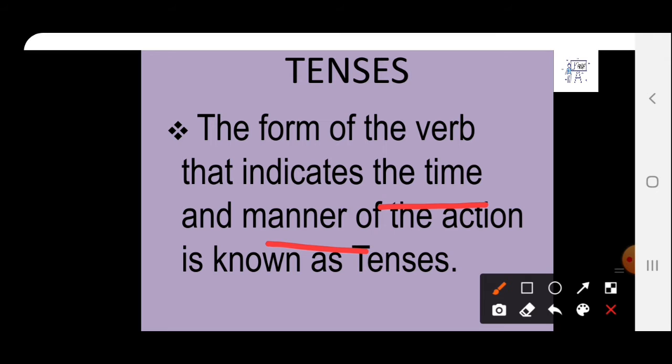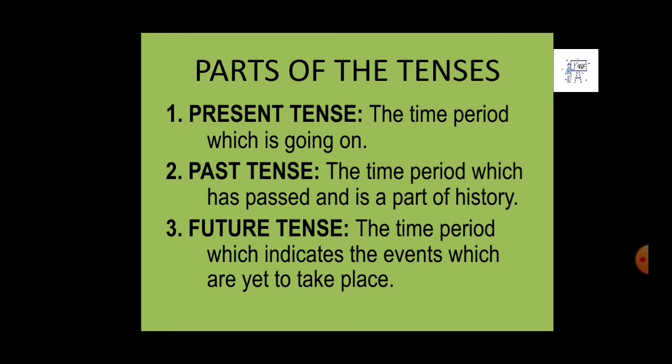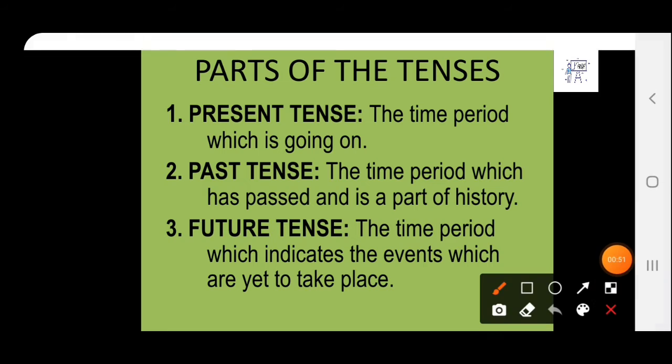Yes, what are these? These are the form of the verb that indicates the time and manner of the action, known as tenses. Now, we will see how many parts of tenses we are having. Basically, we are having three types. First is present tense, second is past tense and third is future tense.